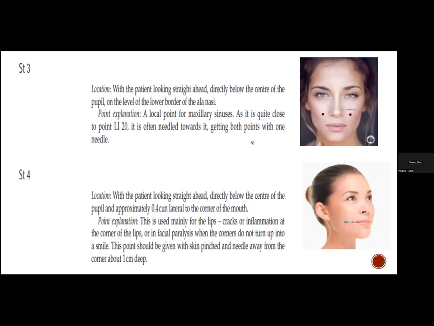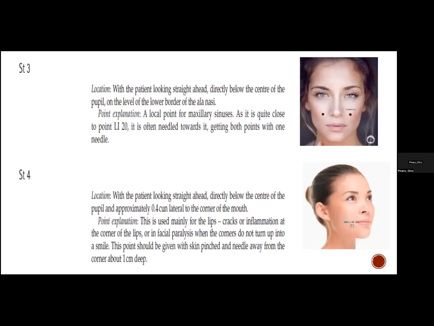Stomach 4, next point, we have, it's located with the patient looking straight ahead, directly below the center of the pupil, approximately 0.4 chin, lateral to the corner of the mouth. So, i-align din ulit sa center ng pupil, then nasa may side po ng mouth.